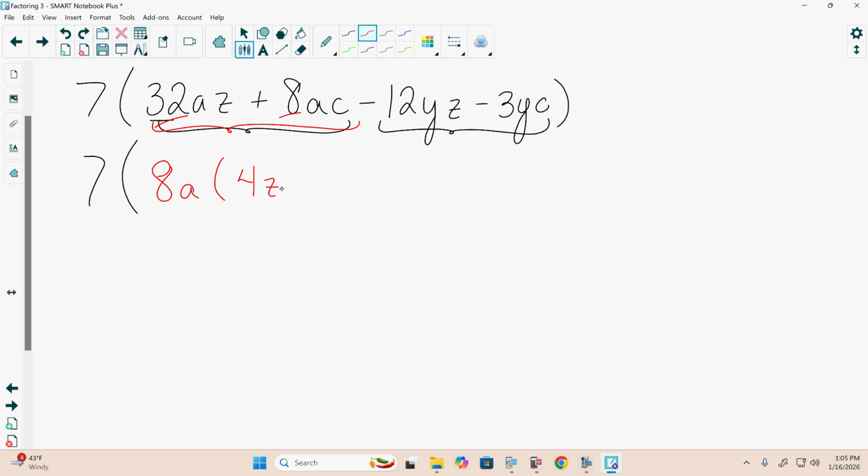The a factors out completely, giving us 4z. Plus, if we factor 8 out of 8, 8 divided by 8 is 1, so it's going to simplify. If we factor a out of a, just like before, it simplifies, and that leaves us with c. So we factor 8a out of our first two terms, we're left with 8a times 4z plus c. Questions on this here?